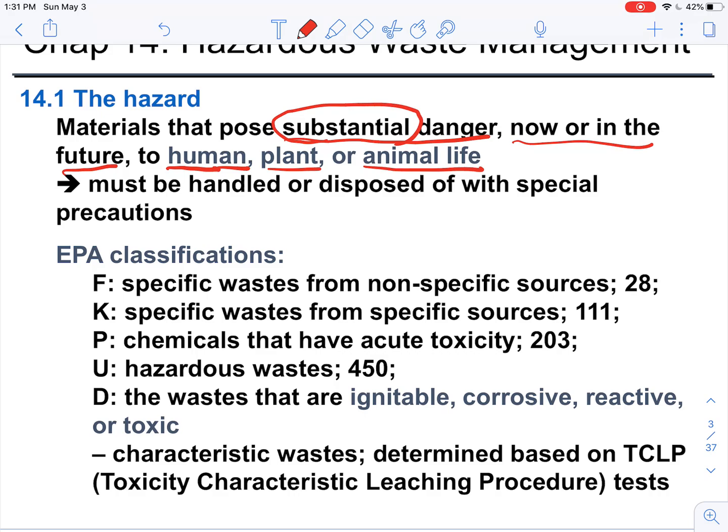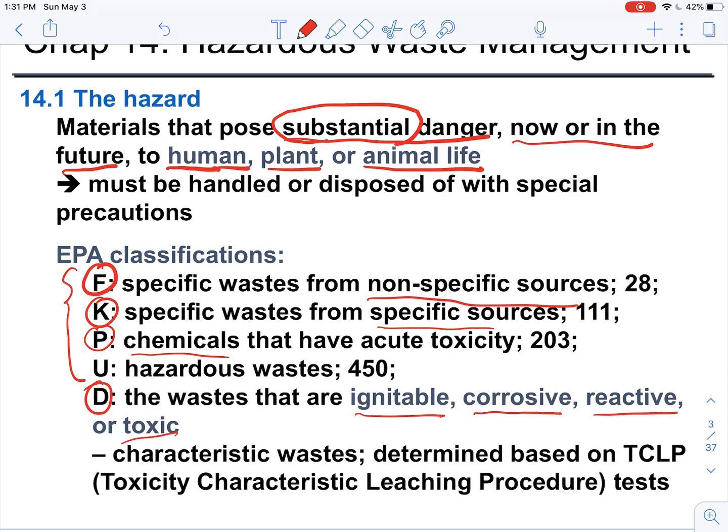So the EPA classified different types of these hazardous materials. For example, they have the type F. The F means the specific waste that's coming from non-specific sources. Class K represents waste coming out of specific sources, right? P represents the chemicals that have acute toxicity, and so on and so forth. But all the materials that cannot be properly traced are categorized as type D, which are ignitable, corrosive, reactive, or toxic.